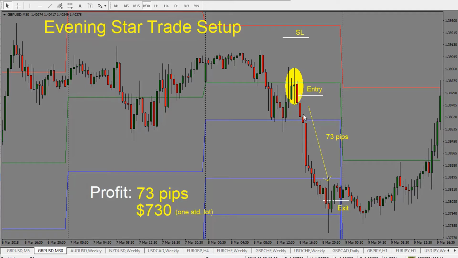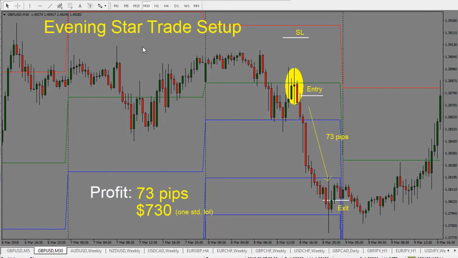Once we enter the trade short, we stay with the price as long as price is dropping. We see all these red candles here that shows us that momentum is to the downside. And finally, we get into this big indecision candle followed by a bullish candle. This is a good place to exit our trade. From entry to exit here, we get 73 pips in our trade.